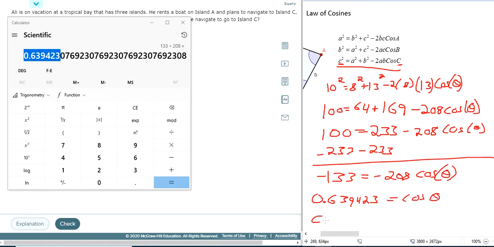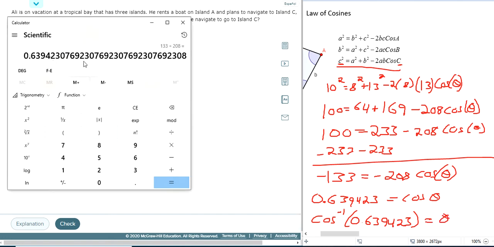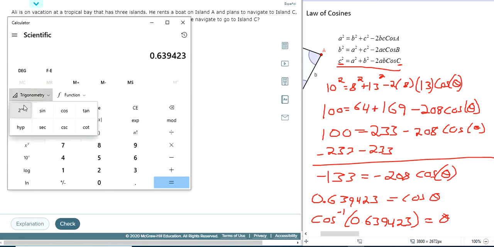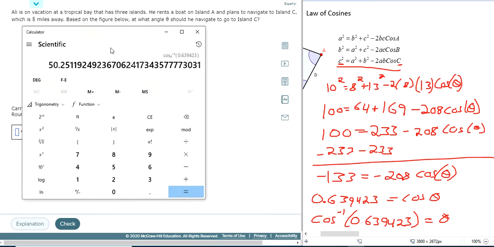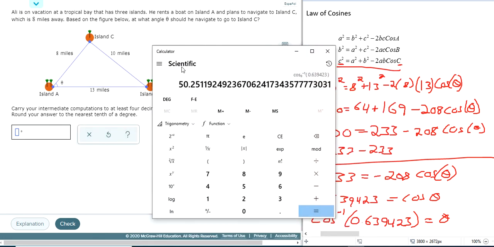And then we're going to use inverse cosine to get our final answer. So if we do that, oh, I should have kept it. That's okay. Can't type today. 0.639423. We go to trigonometry, second, and then there's our inverse cosine. 50.3 if we round to the nearest tenth. 50.3.